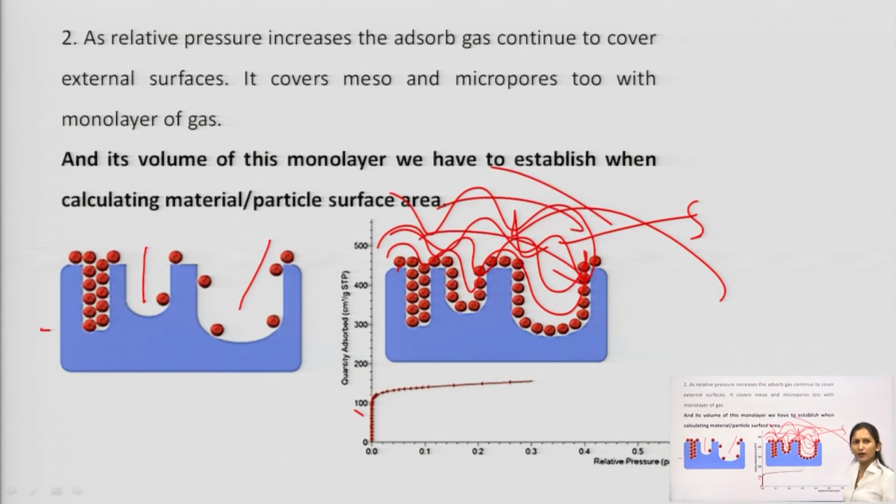Why is it required? हमें इसकी ज़रूरत क्या है, हमें किस चीज़ की ज़रूरत है कि कितने गैस का वॉल्यूम यूज़ हुआ इसका मोनोलेयर बनाने में. मोनोलेयर कहाँ अटैच हुई होगी, जो पार्टिकल का सरफेस है. तो for the determination of the particle surface area we have to know what is the volume of gas which is required to make the monolayer.